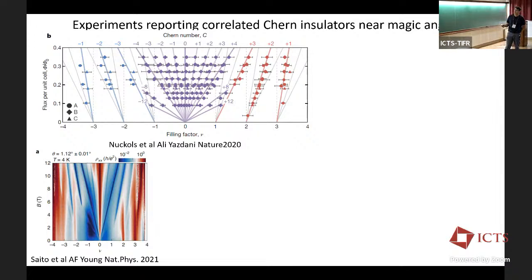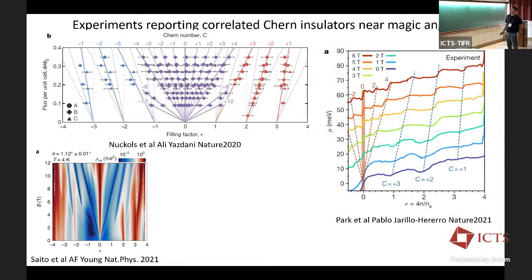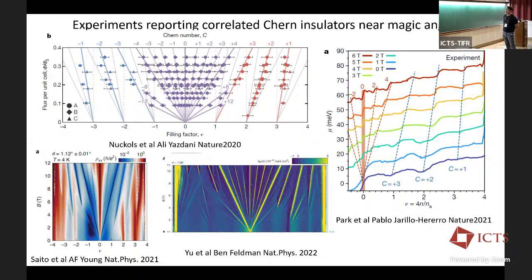You can also see these Landau fans. This is the data from Pablo Jarillo-Herrero's group. Again, these are the Chern numbers observed there. This is the data from Ben Feldman's group at Stanford. They have a scanning single electron transistor to measure the local inverse compressibility.